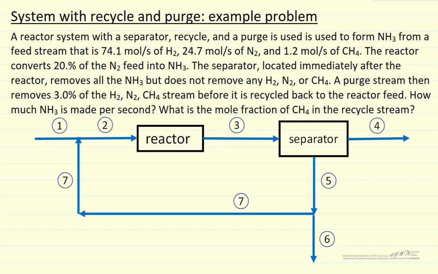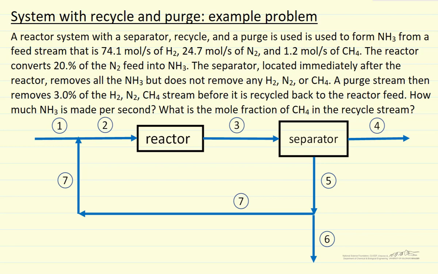This is a problem where we have a reactor system with a recycle and a purge, and we want to do the material balances to solve for the flow rates at the various locations. We're given the conditions of the feed, which is hydrogen, nitrogen, and methane.